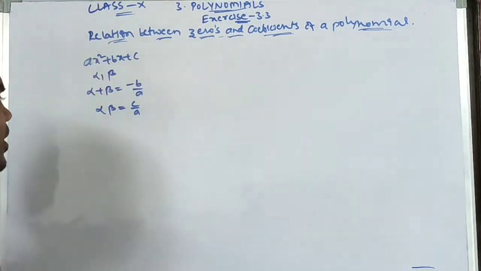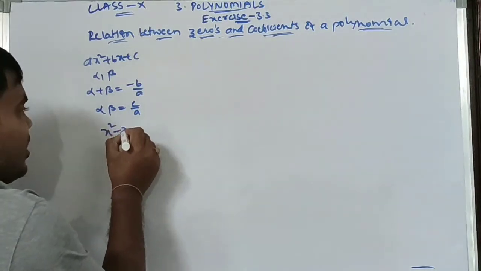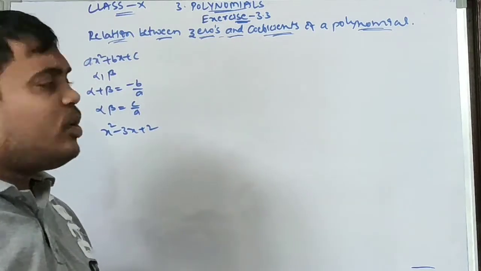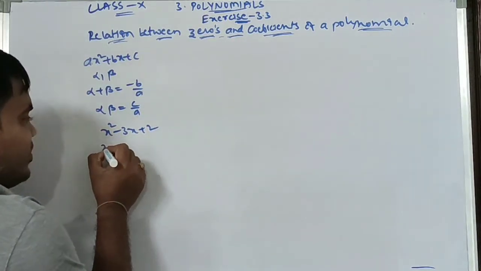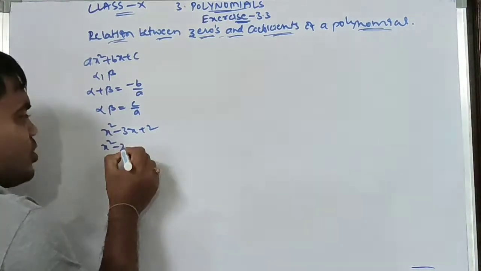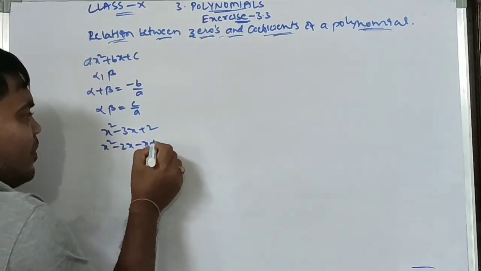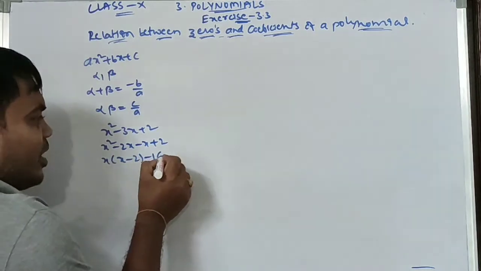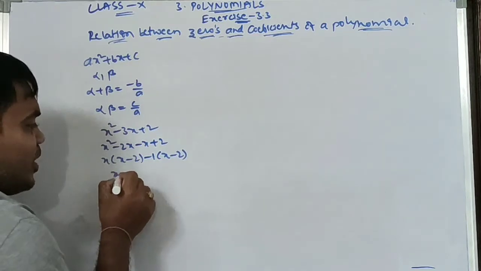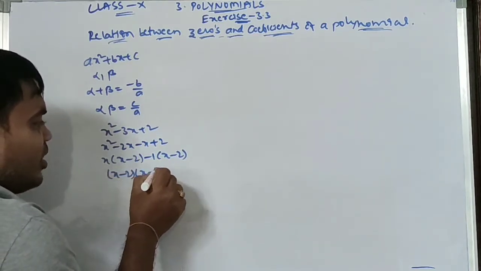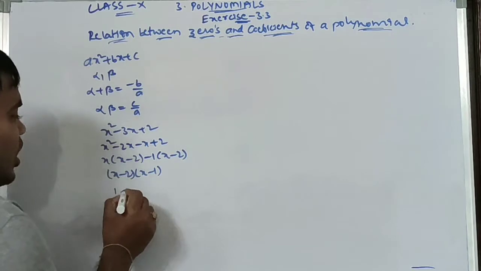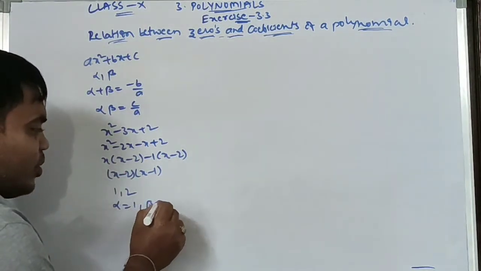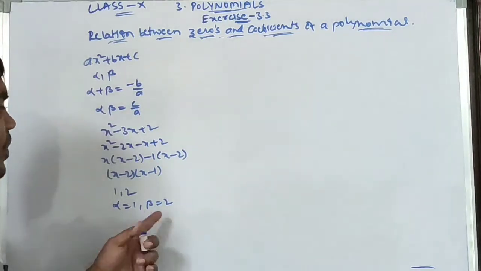For example, I am taking x square minus 3x plus 2, a quadratic polynomial. I want to factorize: x square, 2 into 1, minus 2x minus x plus 2. x common, x minus 2. Minus 1 common, x minus 2. x minus 2 common, x minus 1. So 1 and 2 are the zeros of the polynomial. Alpha equal to 1, beta equal to 2.